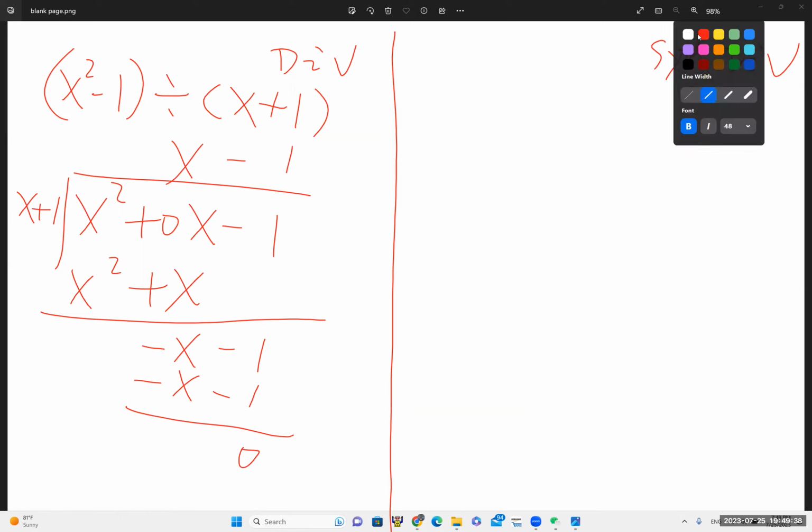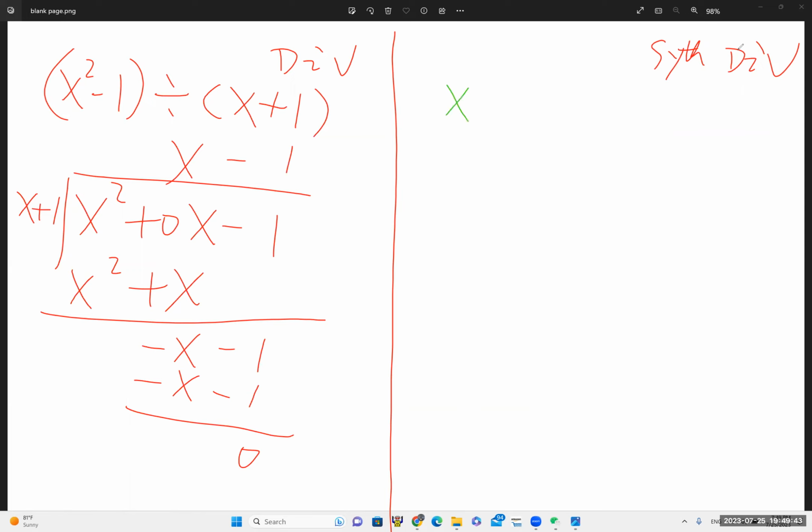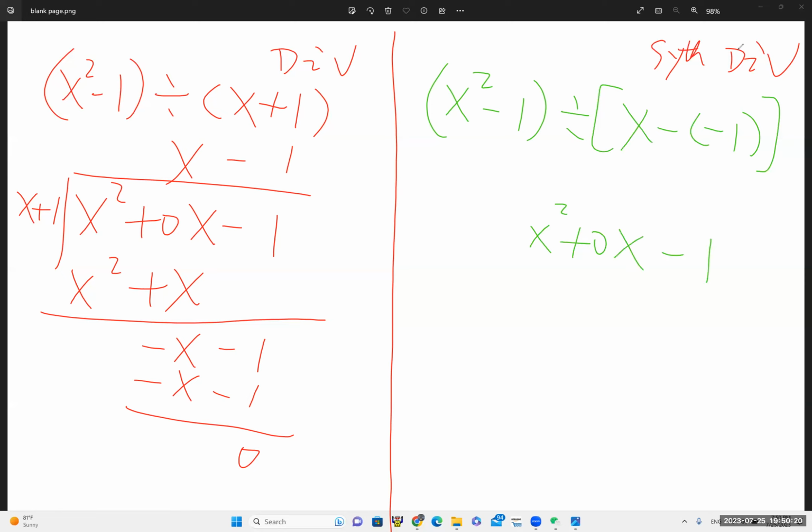For the synthetic division, we take x squared minus 1 divided by x minus r. Remember, it means x minus r. So r here is negative 1, right? If I write it like this, it actually means x squared plus 0x minus 1 divided by x minus negative 1. So now it's actually the same as this. First, the leading term x squared divided by the leading term of the divisor x. Of course we get x.